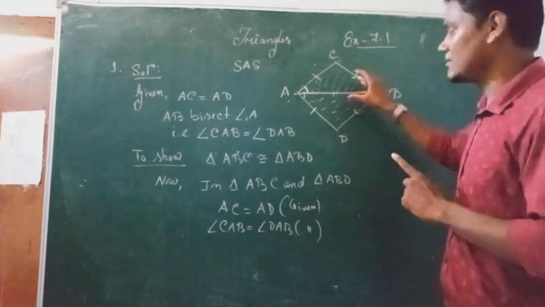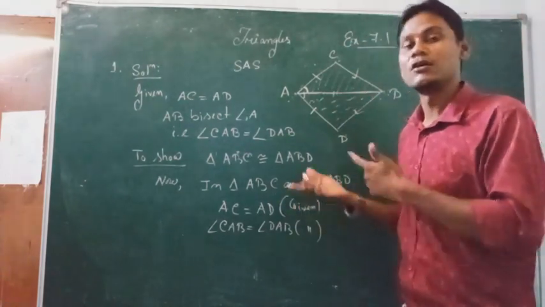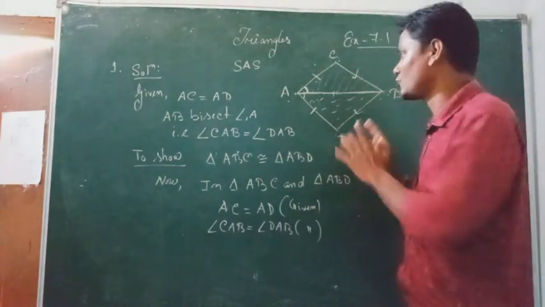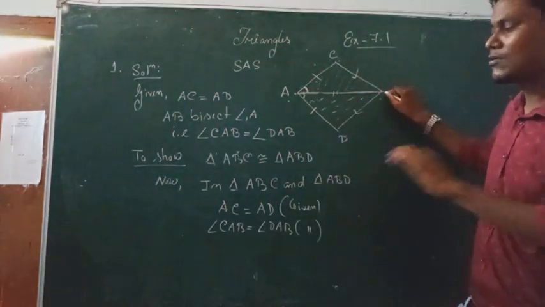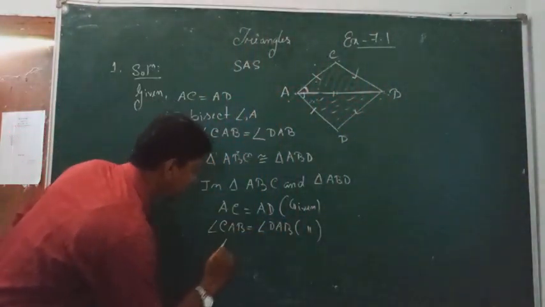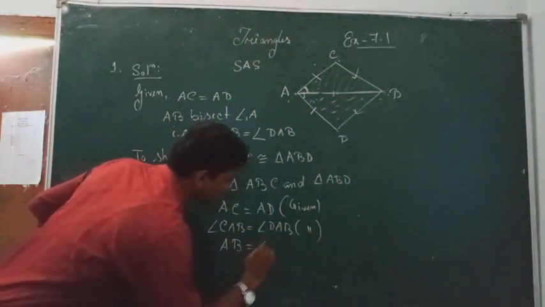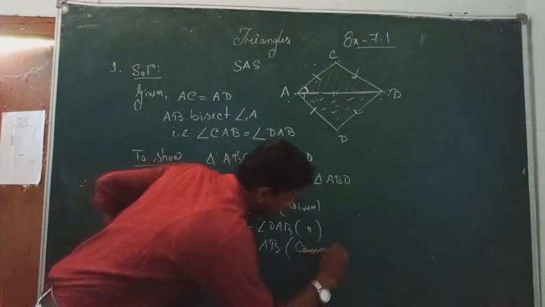As I told you, in a given figure, if you observe any common things, whether it is a side or angles, straight away you have to observe it properly. Now in this case, this AB side is common. Now the criteria has been fulfilled. So the third thing that I can write is AB side is equal to AB side. This is common for both the triangles.